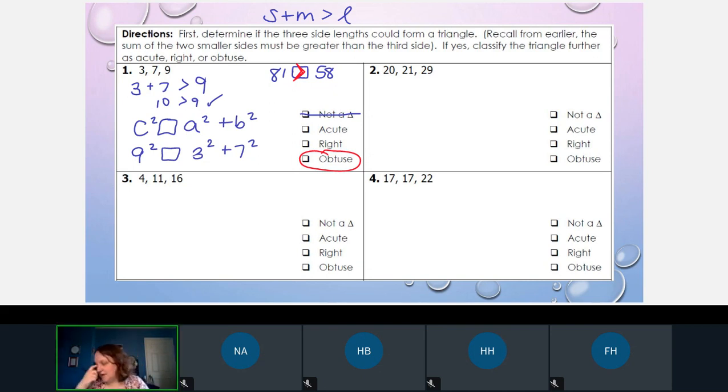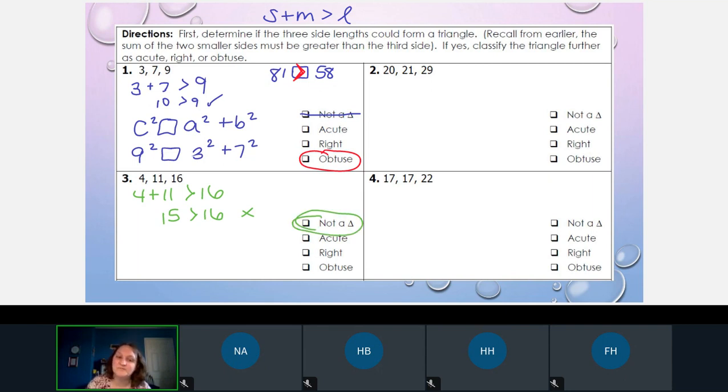So let's look at number 3. Okay, let's first test, is it a triangle? To determine whether or not it's a triangle, you have to add your small and your medium sides together, and they have to be greater than the large side. Is this a true statement? Clearly it is not, right? 15 is not greater than 16, not true. So right away, this triangle doesn't even exist.